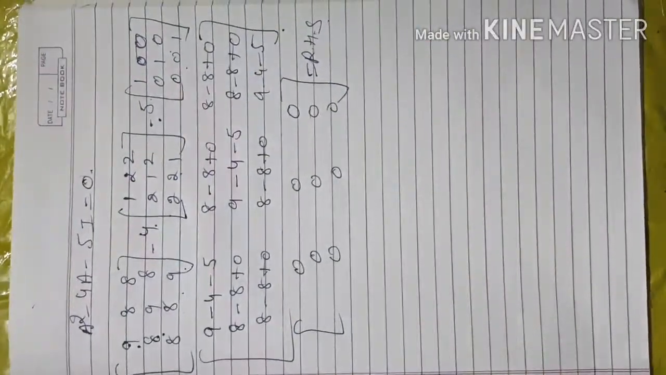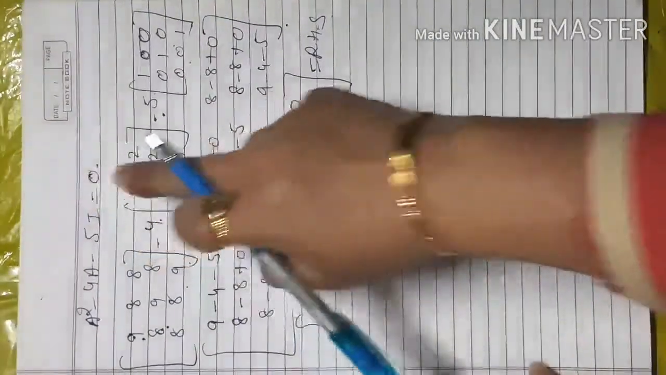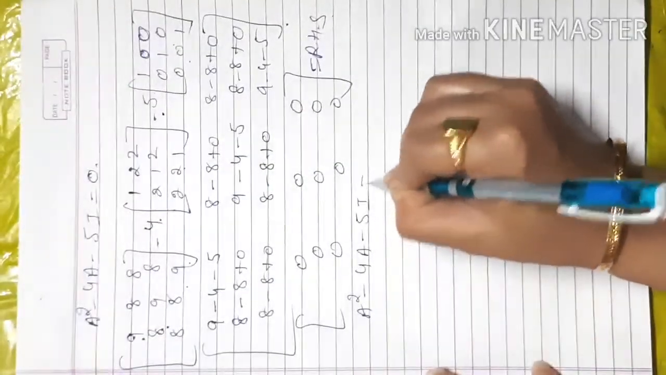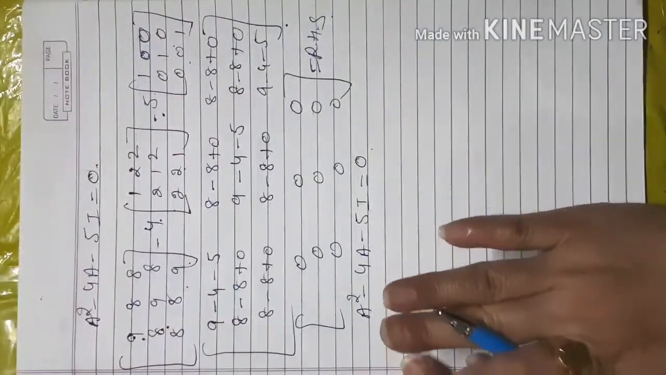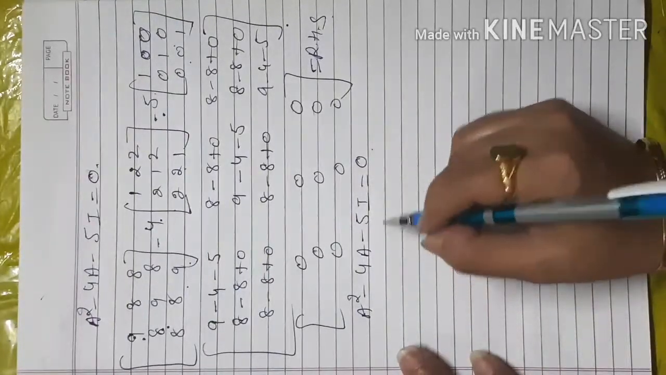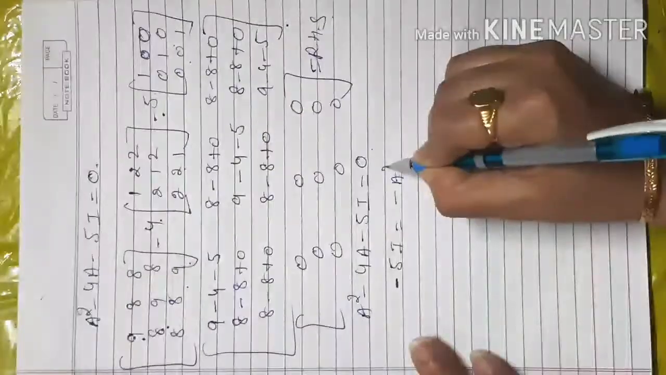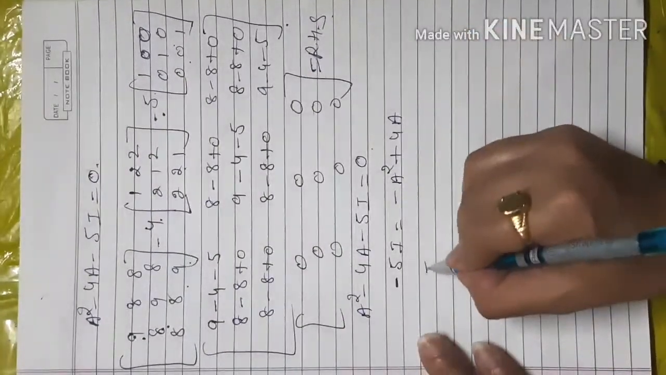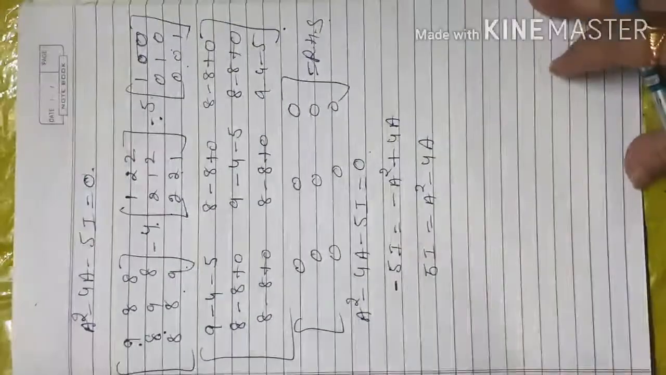Okay, since this equation is satisfied, now I have to move on to the A inverse. So I pick the equation again: A square minus 4A minus 5I is equal to 0. What do I do here? I shift the terms that are multiplied with A to the right side. So that will be minus 5I is equal to minus A square plus 4A. If I take the negative sign common and cancel, I get 5I is equal to A square minus 4A. That will be easier for us.